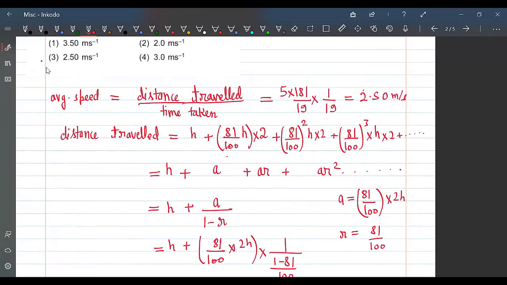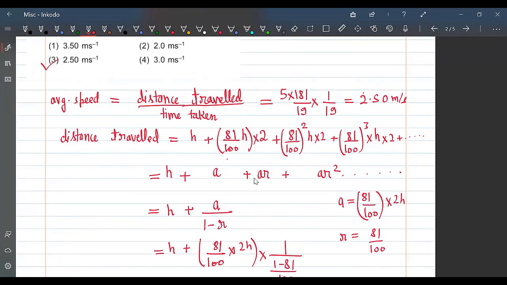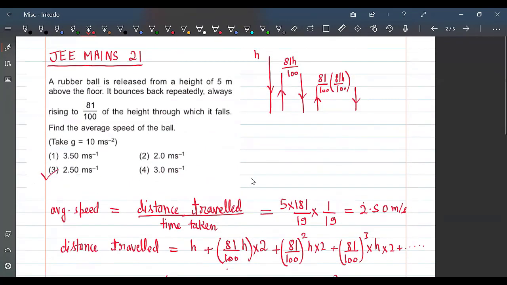That would be our third option. The third option is correct. Here the concept of GP is important to calculate the total time taken and the distance traveled.